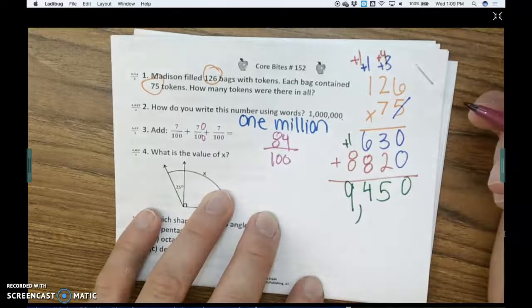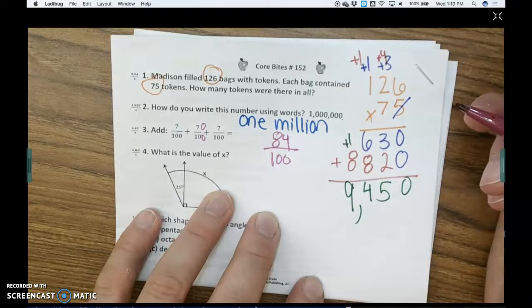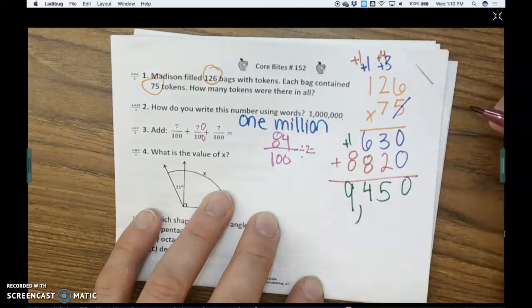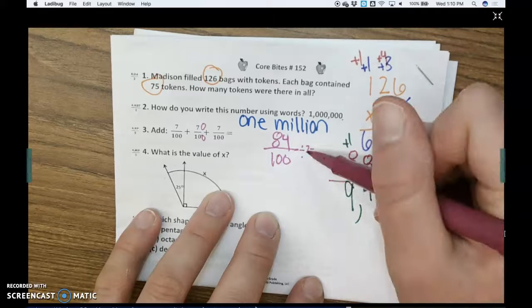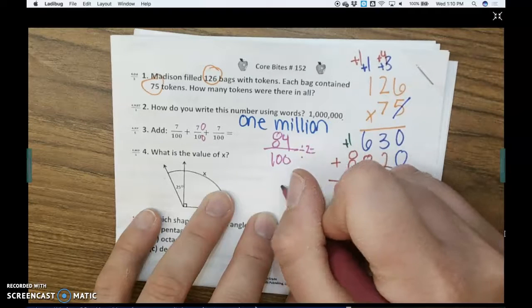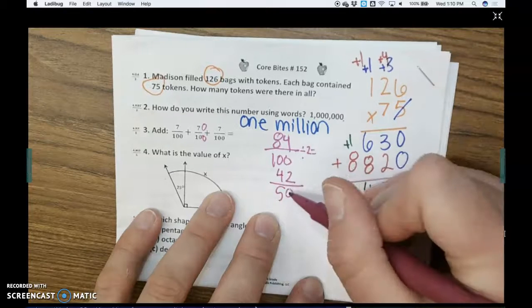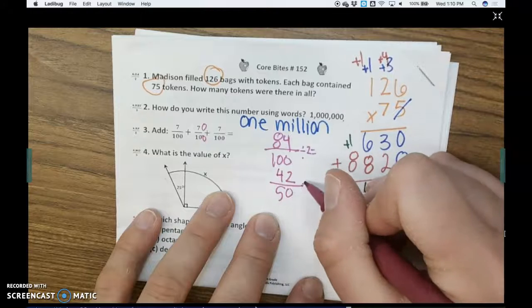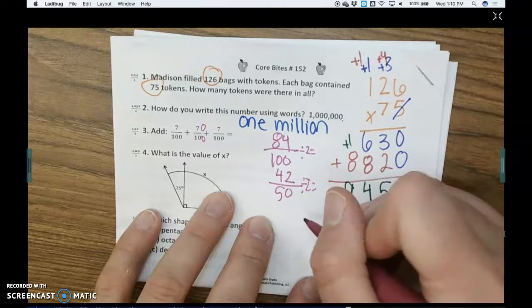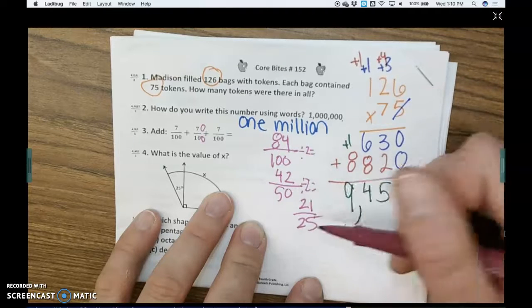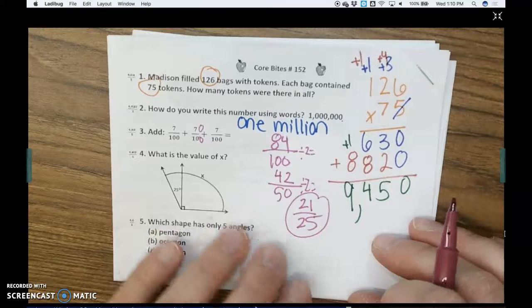And then, of course, you can divide, right? So you could divide both of them by 2 because they're both even numbers. So if you divide by 2, right? So 2 will go into 100 50 times. 2 will go into 84 42 times. And then they both still have an even number, so you can divide them by 2 again. So then 50 divided by 2 would give you 25. And then 42 divided by 2 would give you 21. That is as low as you can go. So 21 over 25 is going to be your answer.